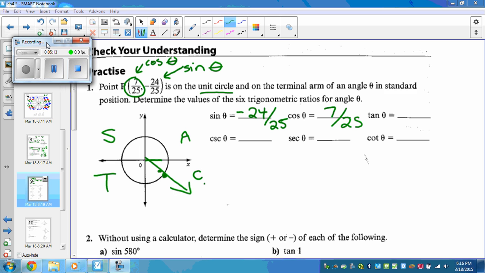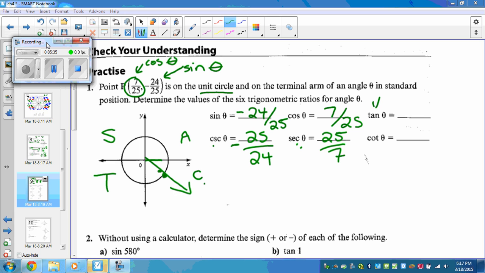These next two down here are going to be very simple. They are just the reciprocals. Cosecant is the reciprocal of sine. So the reciprocal of 24/25 is simply 25/24. We've got to keep that negative. And we're just going to do the reciprocal here as well, because secant is the reciprocal of cos.